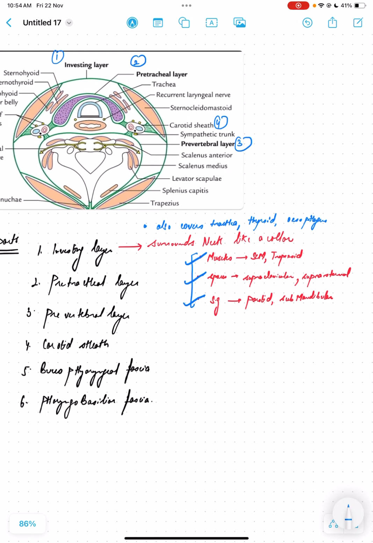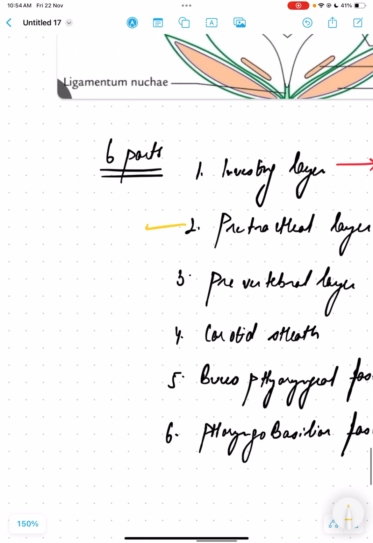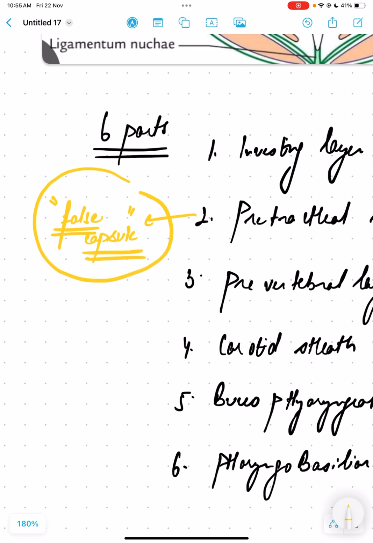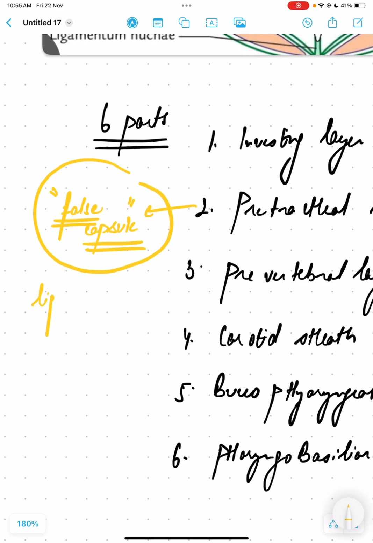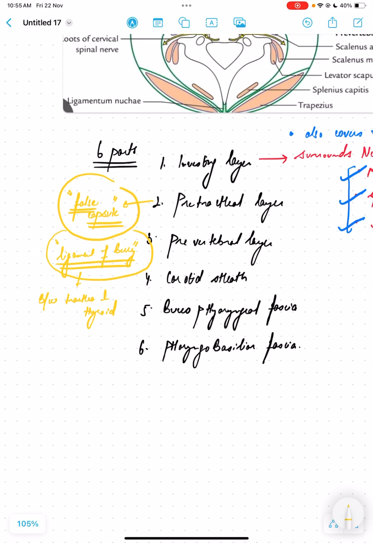Then we will study the pretracheal layer. What are the important points regarding the pretracheal layer? This pretracheal layer basically involves the false capsule of the thyroid gland, and it involves the ligament of Berry. The ligament of Berry is present between the trachea and the thyroid. Okay, these are the two things involved in the pretracheal layer. Firstly, it is the false capsule, and secondly, it involves the ligament of Berry.